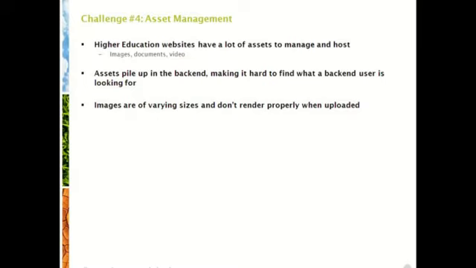Assets can easily pile up on the back end, making it hard to find what the back end user is looking for. This speaks again to back-end usability. If you have your people uploading images and not really labeling them correctly, you end up having hundreds of images and still it's impossible to find what you're looking for. Incredibly frustrating. And images are of varying sizes and don't render properly when uploaded. I don't know how many of you have actually tried to upload pictures to a content management system, but sometimes it's very frustrating when you upload something and it's totally stretched or it's only showing the corner or it's just totally misshapen. That's a waste of time and not really something that you should be dealing with when you have a good content management system implemented.